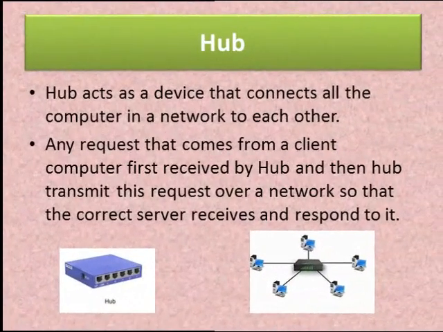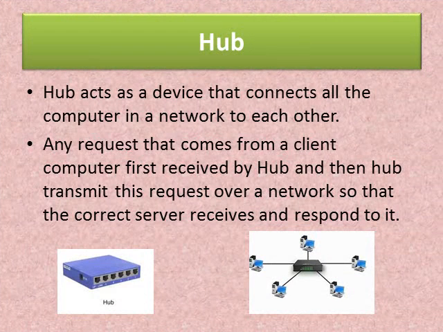Now we will learn about hub. Hub acts as a device that connects all the computers in a network to each other. Any request that comes from a client computer is first received by the hub, and the hub transmits this request over a network so that the correct server receives and responds to it. You can see in the picture all the computers are connected to a hub. That particular device is called a hub, and all the requests on the server are coming to the hub, and then the hub is going to transmit it to the other parts of the network.